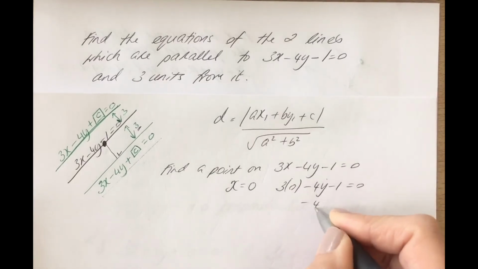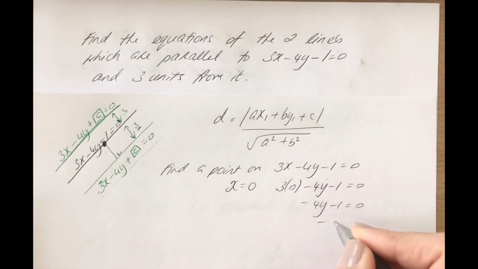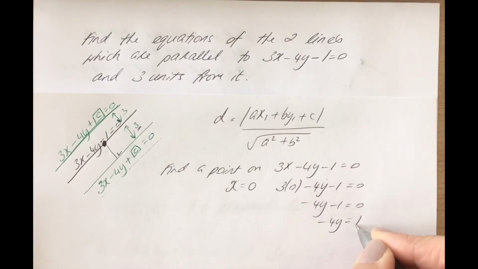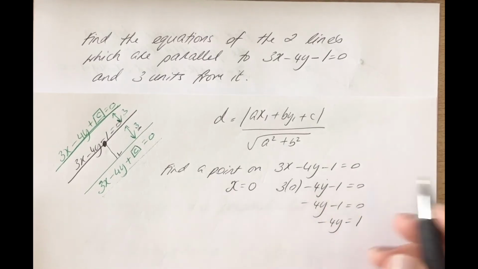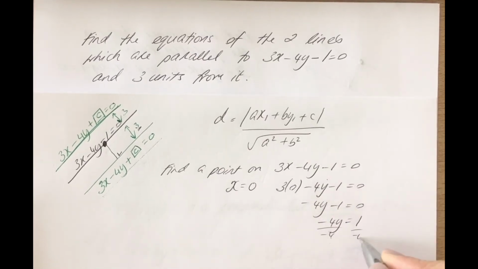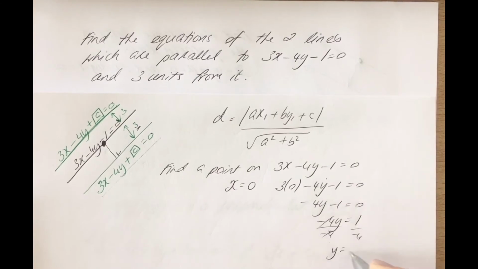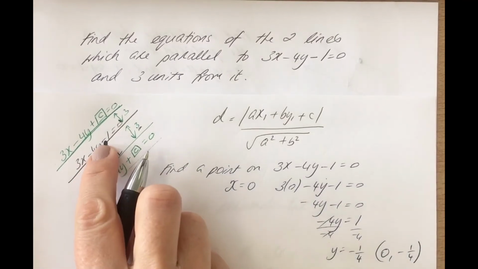So if x is 0, I would get minus 4y minus 1 equals 0. In other words, minus 4y is equal to 1, because 3 times 0 is 0, of course. Divide both sides by minus 4, and I get y is equal to minus a quarter. So my point is 0 for the x and minus a quarter for the y. Okay, so there's a point on that line.